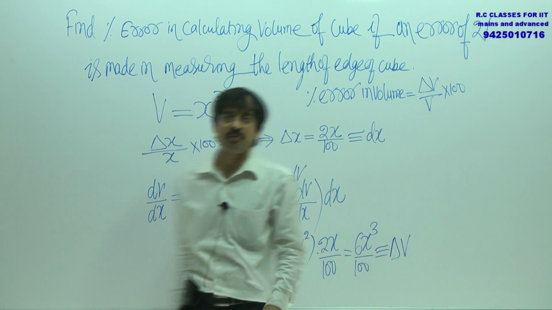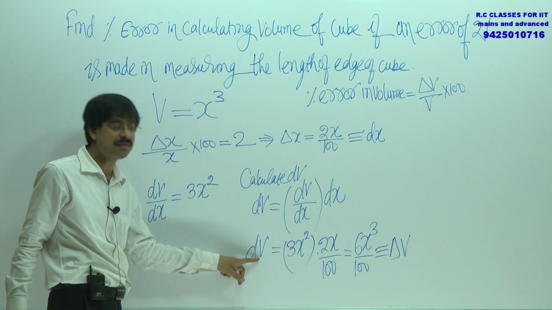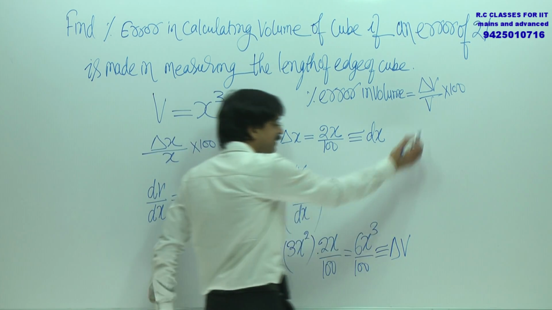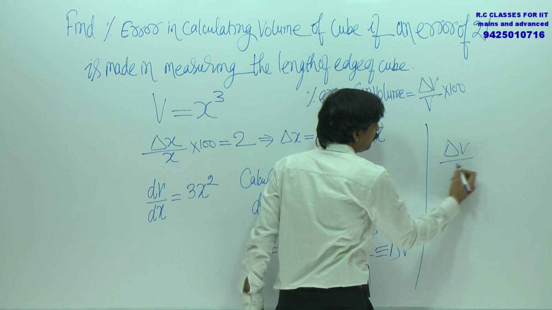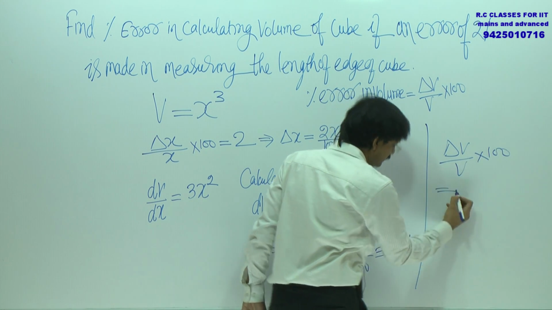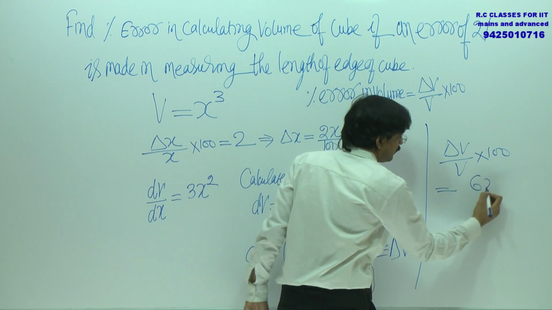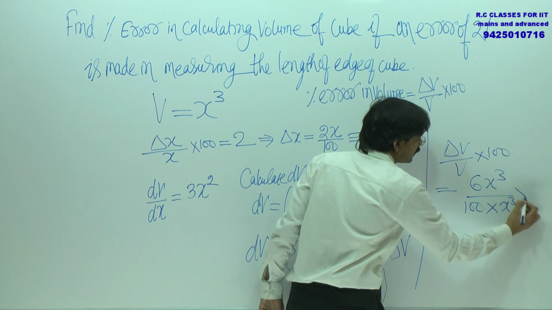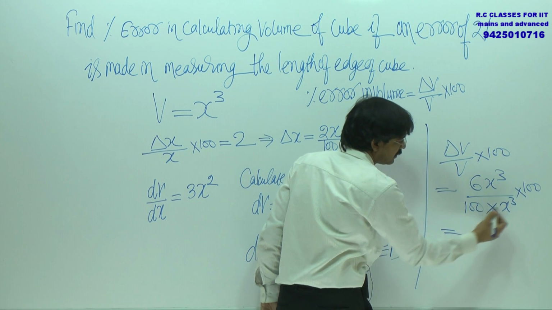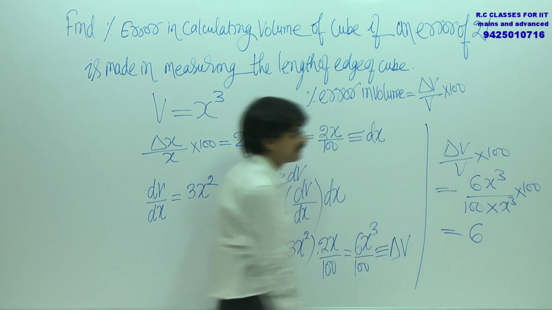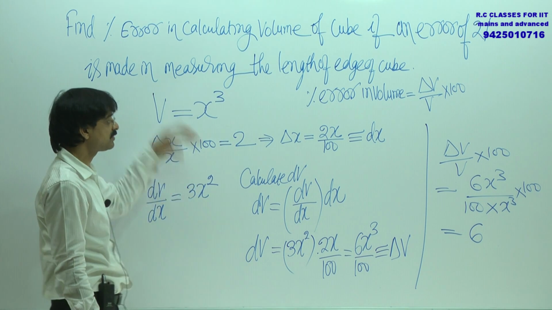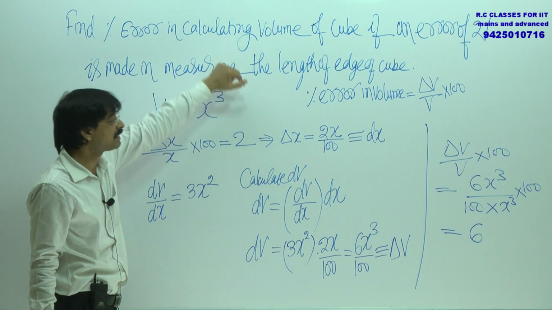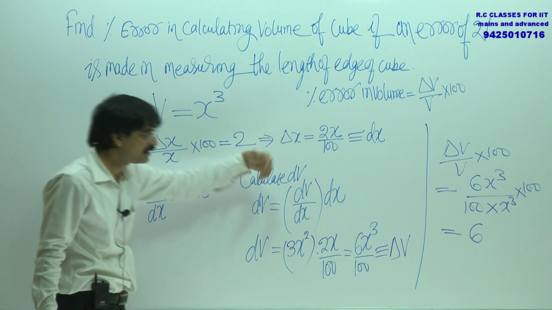What do we want to calculate? We want to calculate the approximate error in volume, but we want it in terms of percentage. So in terms of percentage, delta V upon V into 100 is nothing but 6x cube upon 100 into, volume is x cube, into 100, so the error is nothing but 6. That's the percentage error. So a 6% error is there in volume if there is an error of 2% in length. So that's there in terms of percentage.